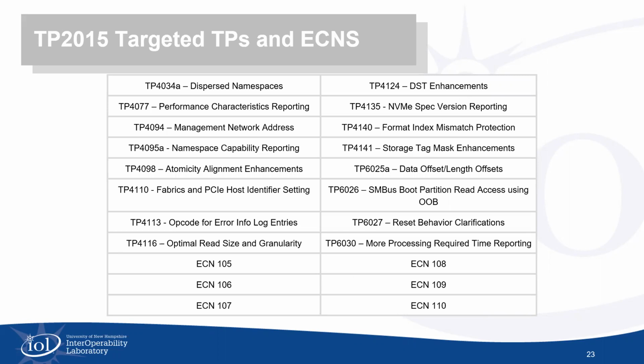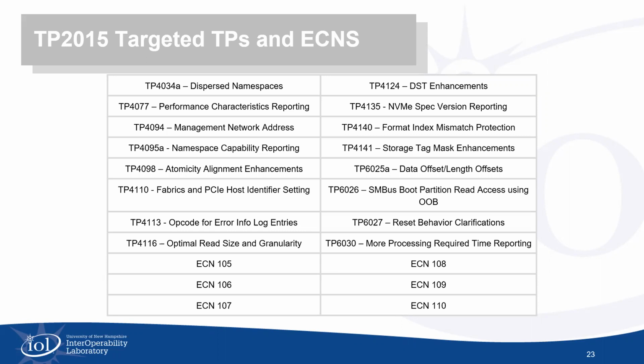So for the future, we are going to do some look into, so this is basically for the spring this coming year. We're looking to do TP15 or 2015. These are a bunch of different TPs and ECNs that we're looking into. There's a couple of big ones in here like dispersed namespace, fabrics, and PCIe host identifier settings. Basically, these are the ones that we will be going through for the next release.